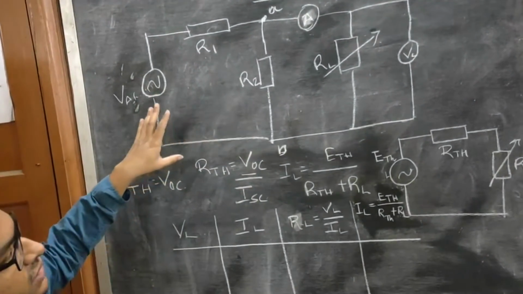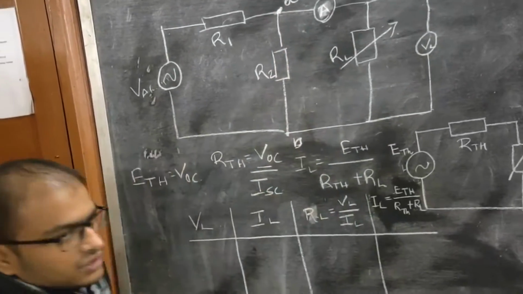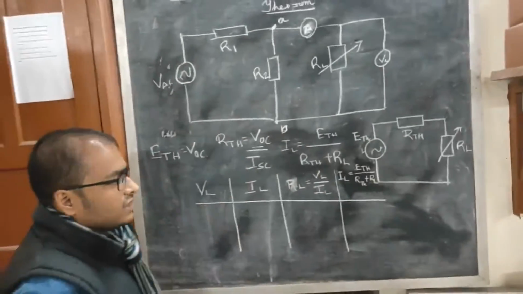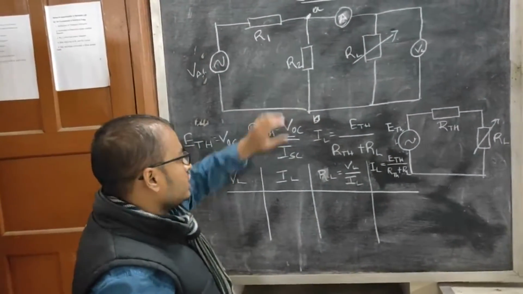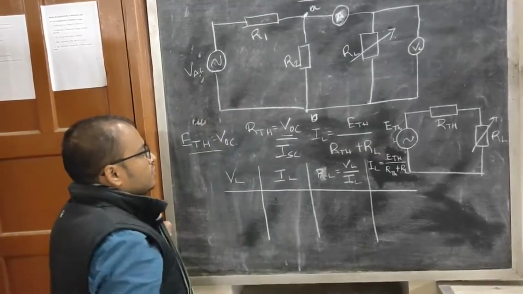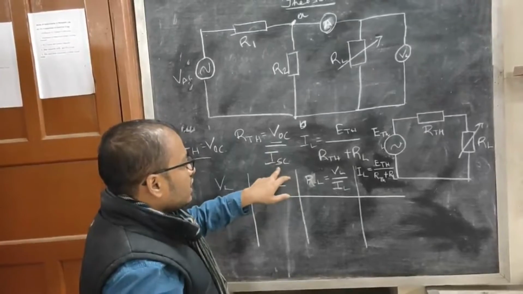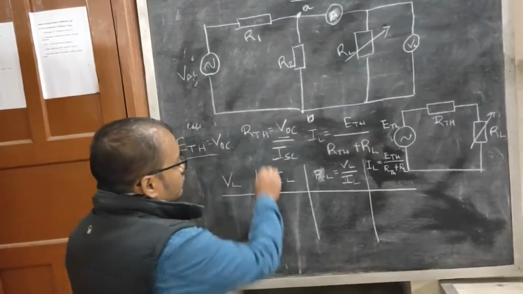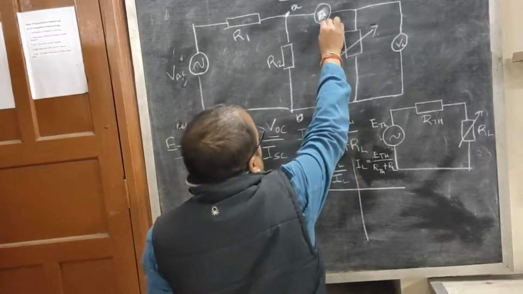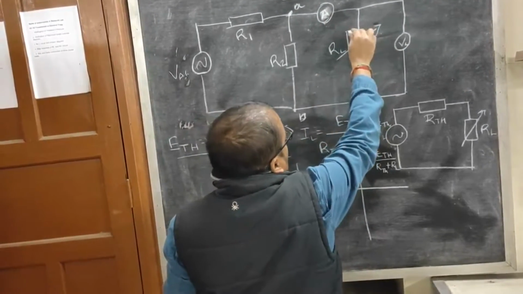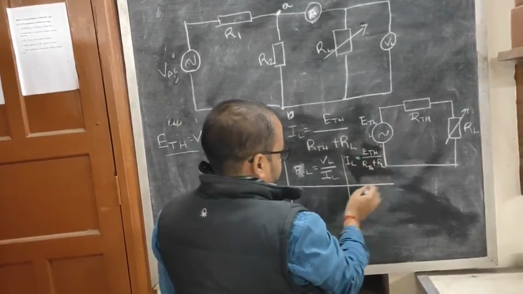After measuring the open circuit voltage, we will be connecting an ammeter across these terminals, and we will be measuring the short circuit current ISC. So from this, after measuring the VOC and ISC, E Thevenin will be the open circuit voltage VOC, and R Thevenin will be VOC divided by ISC. Once we have found this R Thevenin, then we will be connecting this ammeter and variable resistance, which is a rheostat, and a voltmeter in parallel with the rheostat.